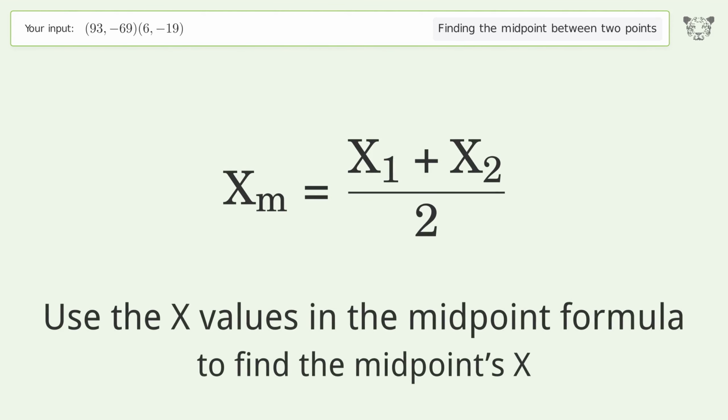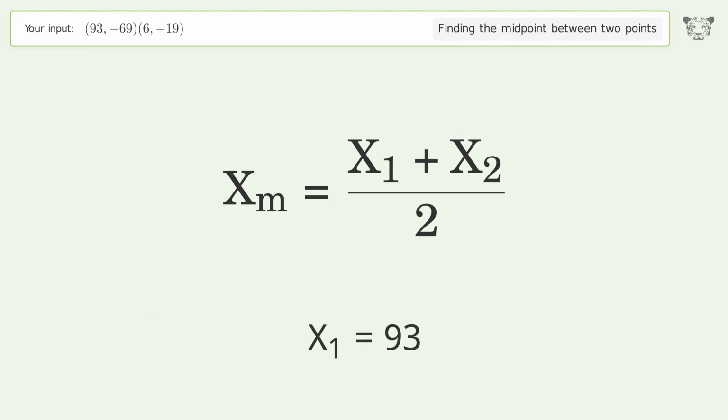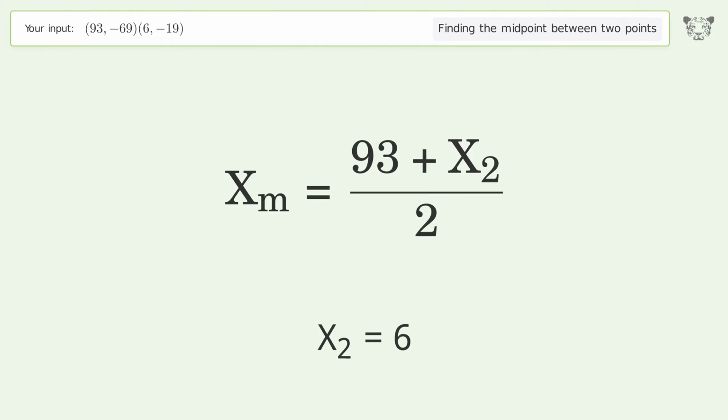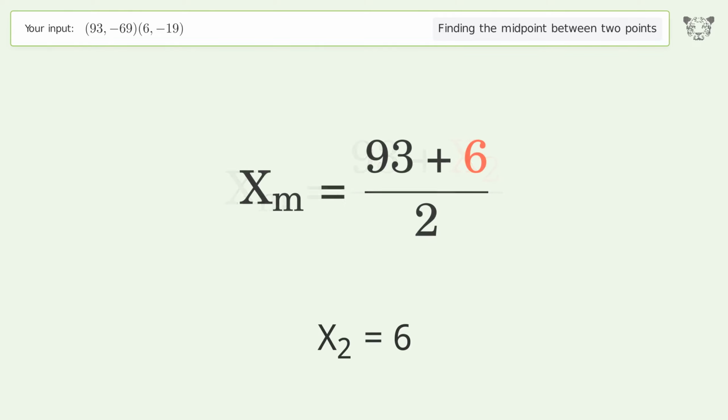Use the x values in the midpoint formula to find the midpoint's x. x1 equals 93. x2 equals 6. Simplify the arithmetic.